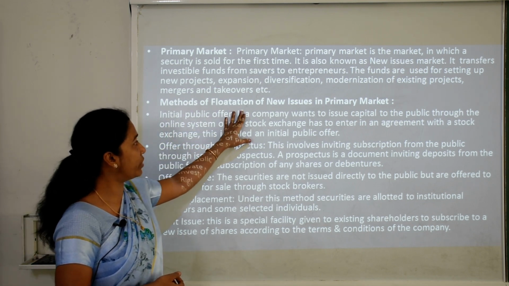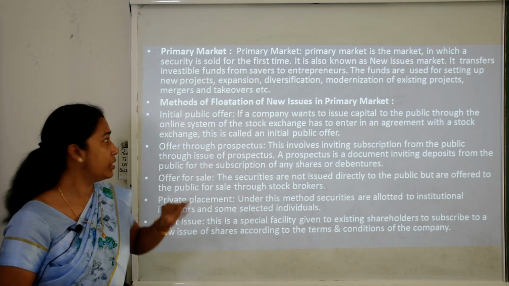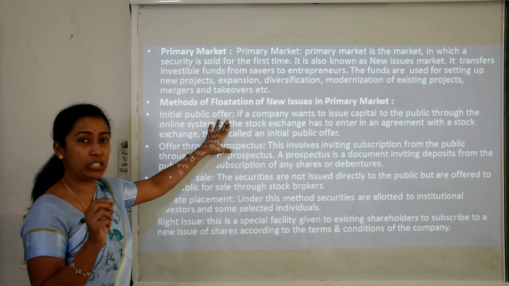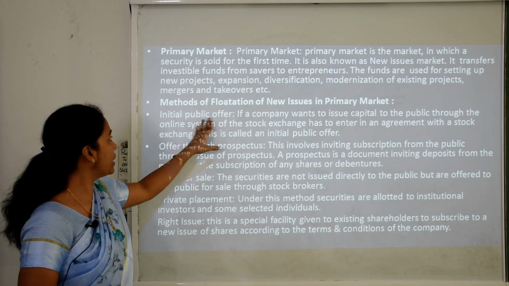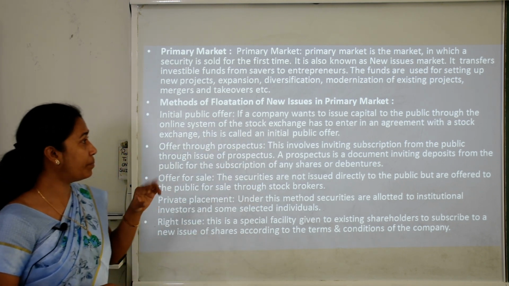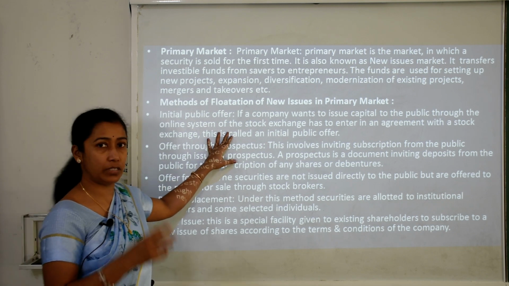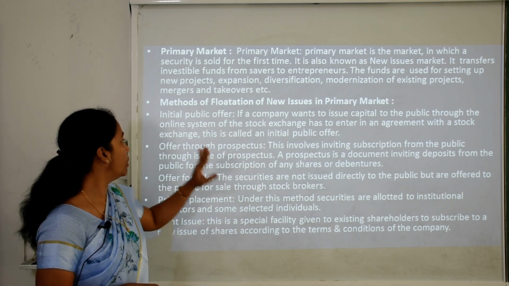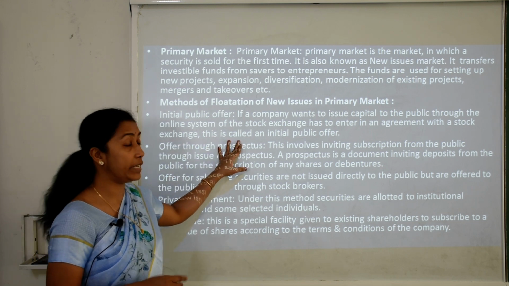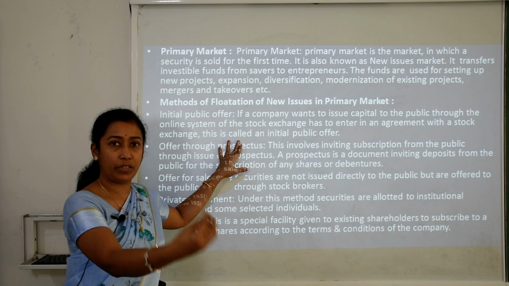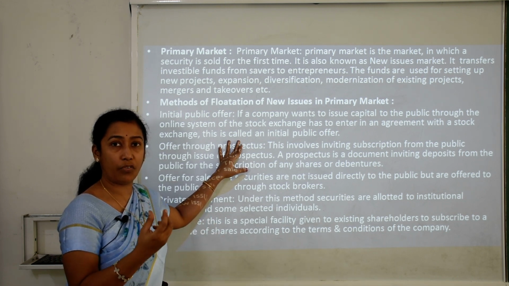Then methods of flotation of new issues in primary market. Initial public offer, the first term which is used in primary market. If a company wants to issue capital to the public through the online system of the stock exchange, it has to enter into an agreement with a stock exchange, and this is called an initial public offer. That is, in primary market, initially whenever the funds are raised, the offer is called an initial public offer.